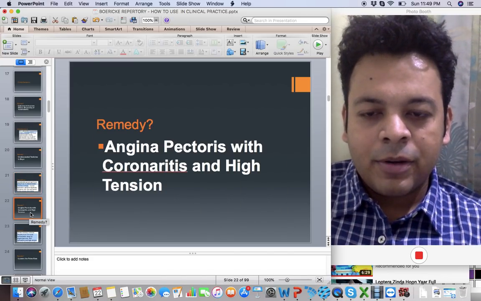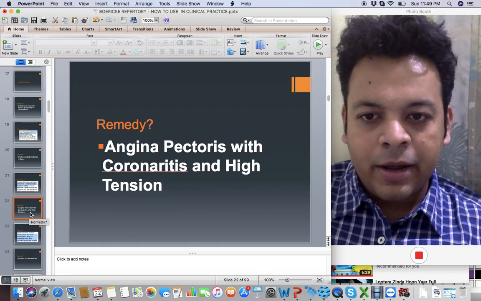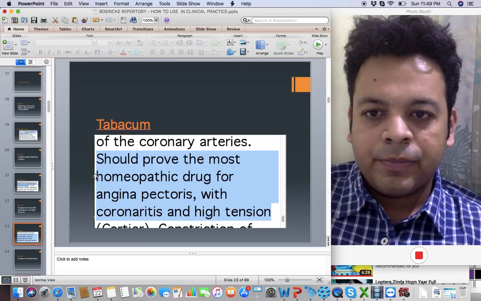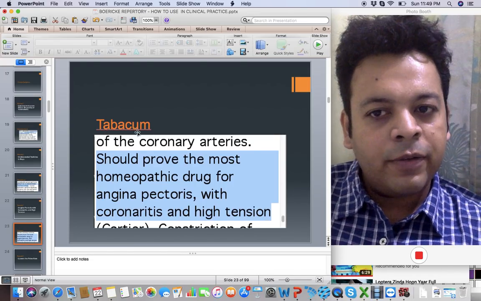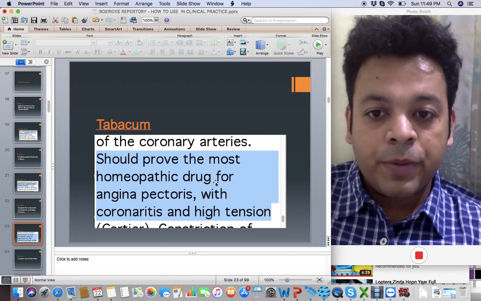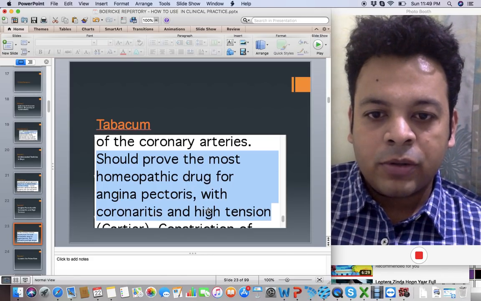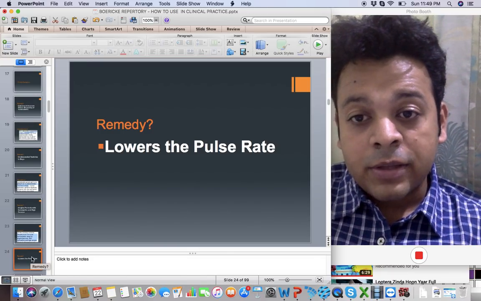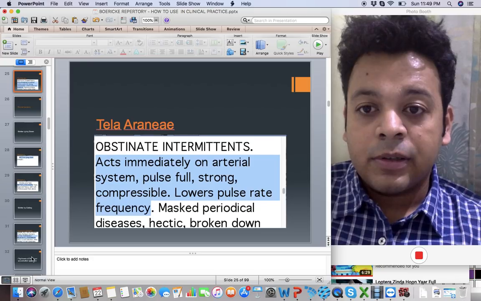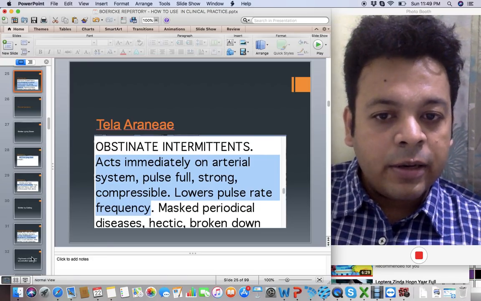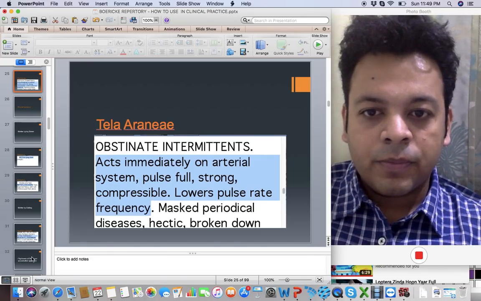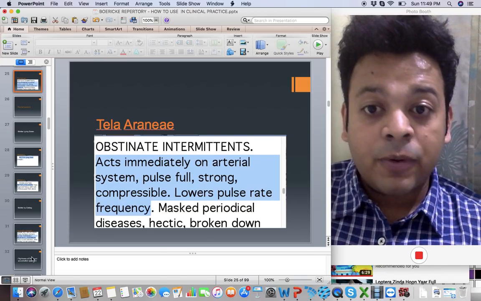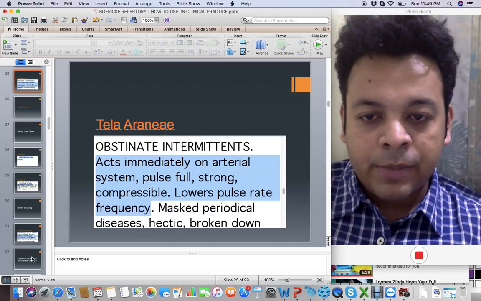Another case I remember, a patient had come with a cardiac coronary block with very high blood pressure. And the remedy, interestingly, I gave tabacum. It should prove the most homeopathic drug for angina pectoris with high tension. Now we have to think other ways. Which remedy lowers the blood pressure? Tarentula cubensis? No, Tellurium? The remedy where the BP remains low, for low hypotensives, is made from a spider's web. Remember this remedy in low BP.